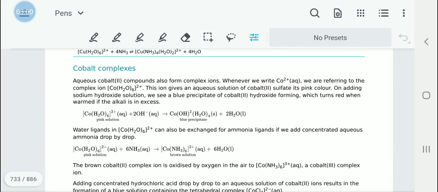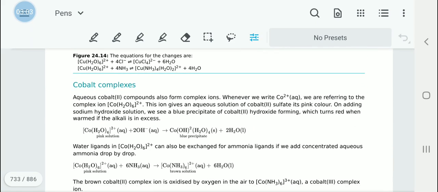Before we go to the question, let's write down a note on this. Cobalt complexes. Aqueous cobalt 2 compounds in cobalt 2 sulfate have their pink color due to cobalt joining up with 6 water ligands to form the complex [Co(H2O)6]2+.